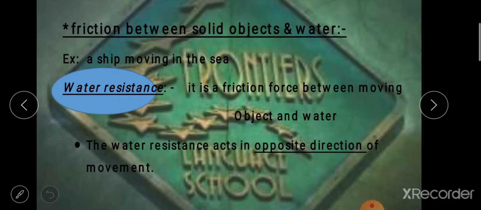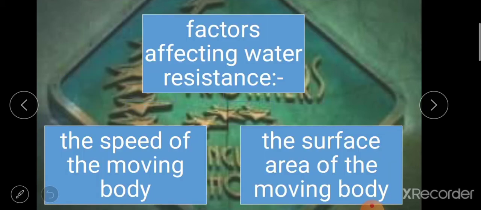Okay, the second type of friction is between a solid object and the water. I told you before, like a ship or a boat moving in the sea. What do we call this type of friction? We call it water resistance. The water resistance is a friction between a moving object and the water. And again, the water resistance is a type of friction force, so it acts in the opposite direction of movement. What are the factors that affect the water resistance? It is the same as air resistance: the speed and the surface area.